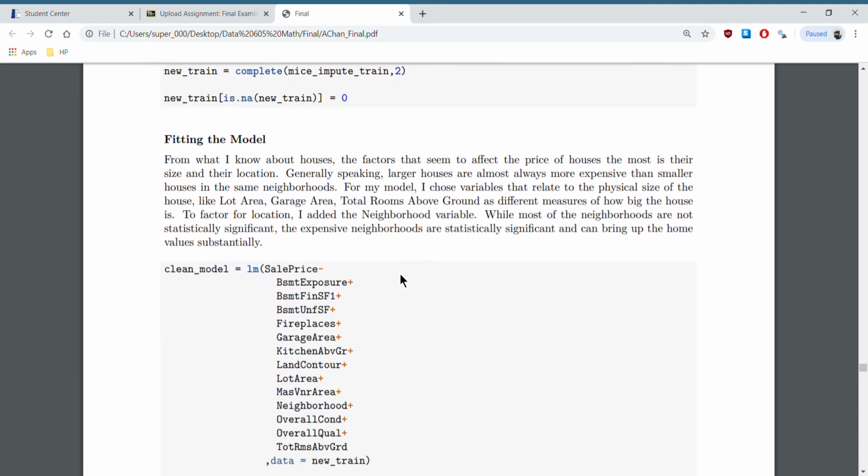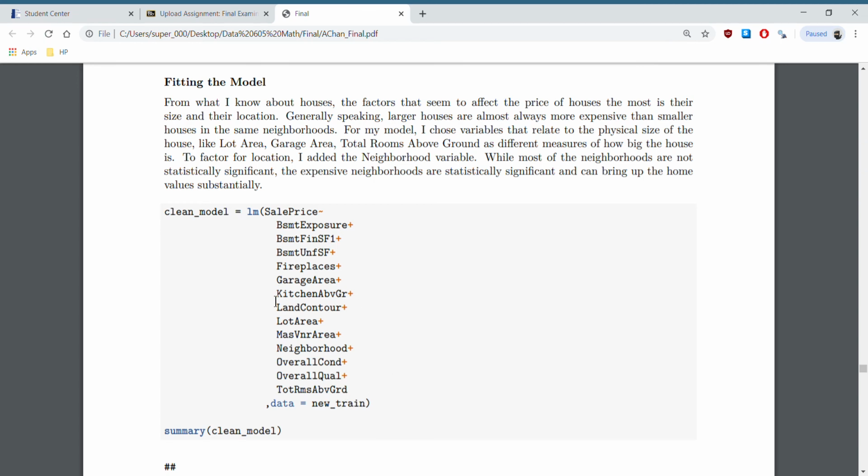So fitting the model. Generally, when determining house price, the things I've been told are most important are the location of the house, like the neighborhood or the street it's on, and how physically large the house is. So the variables I used were related to those two things. Here I have the neighborhood, which indicates which neighborhoods those houses were in. More affluent neighborhoods will have more expensive houses, regardless of the size and condition of the house.